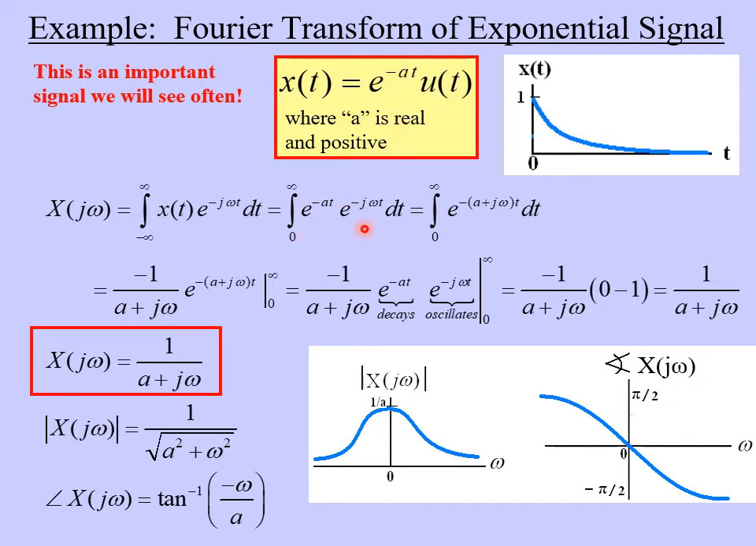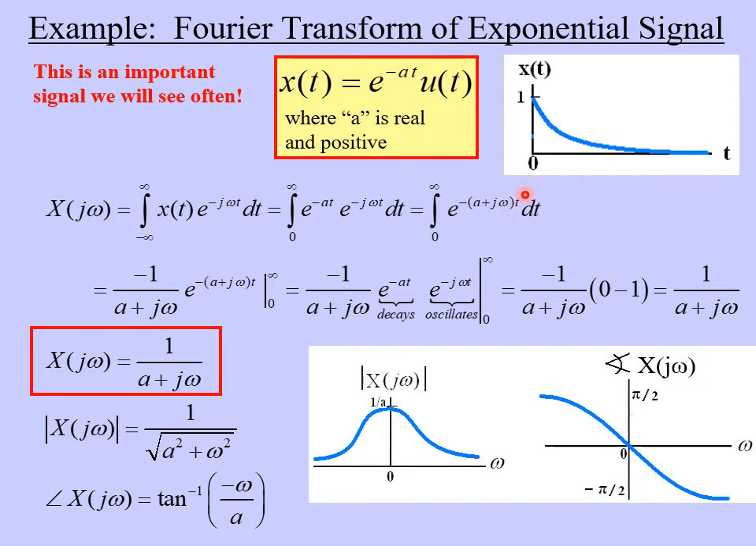Now this integral here, at first glance it looks kind of nasty, but it's really not. Let's go ahead and factor out, notice both exponents have a t. So we can combine those exponents using the simple law of exponents for exponential functions, and we add these two exponents together. And so I'm going to put a minus sign out in front, and in parentheses I have a plus j omega, and then there's the t.